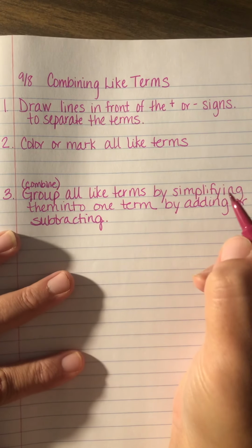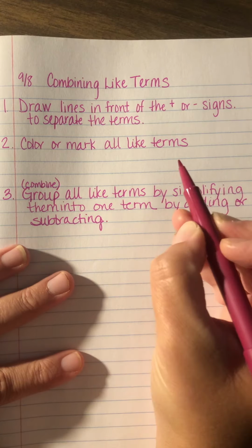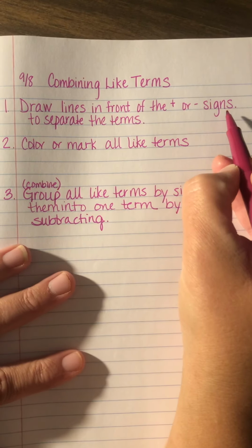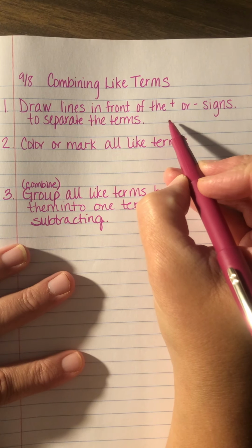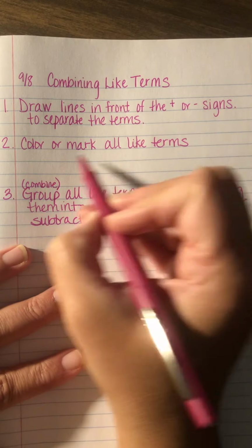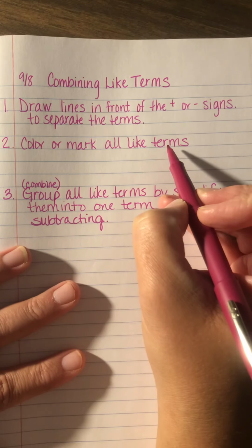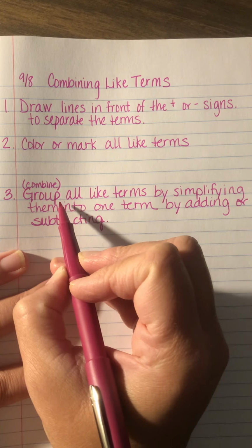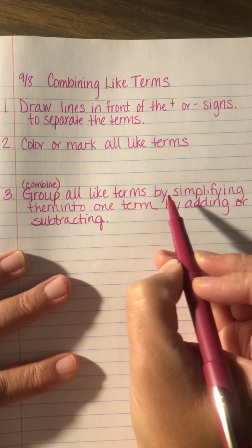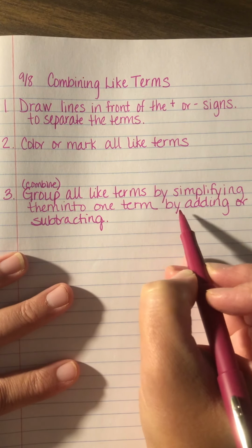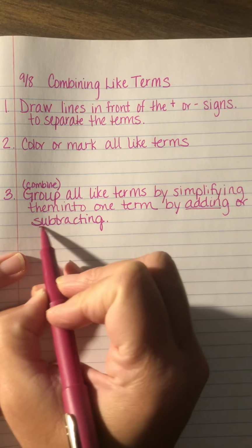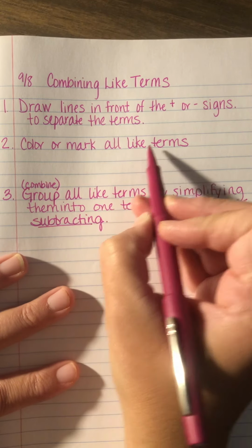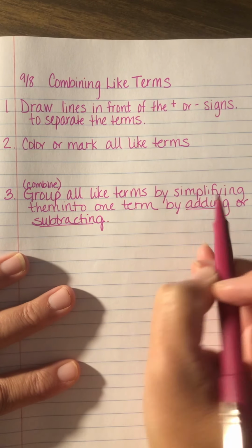Okay, today we're going to look at combining like terms. We're first going to draw our lines in front of the plus or minus signs to separate the terms. Once you have all of your terms separated, we're going to mark all of the like terms. And then lastly, we're going to combine or group all the like terms together by simplifying them into one term by adding or subtracting. So before we get into an example, let's look at what exactly like terms are.